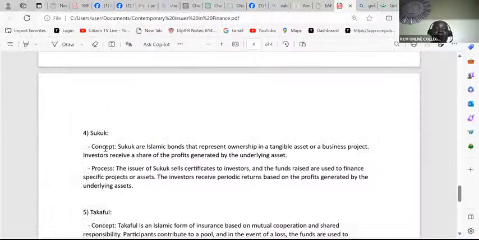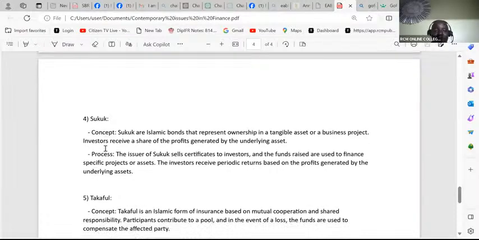Wanapitia maneno kama hizo because of what, yeah. I mean, everybody knows. So please, next time, we will tell our president, we go for sukuk.